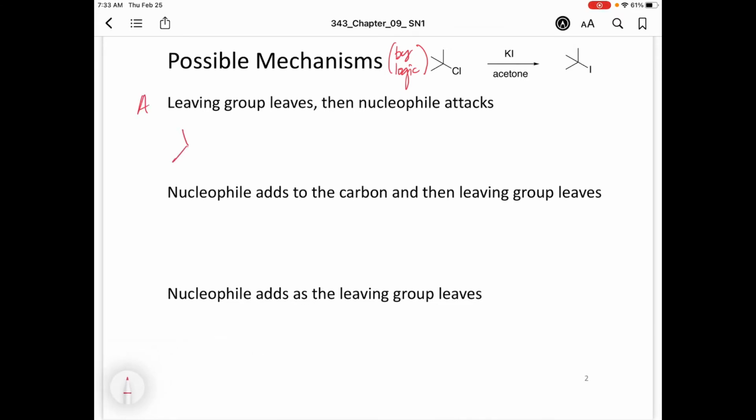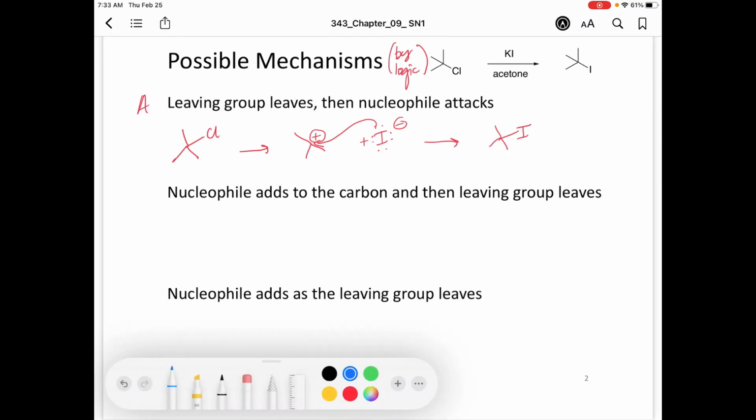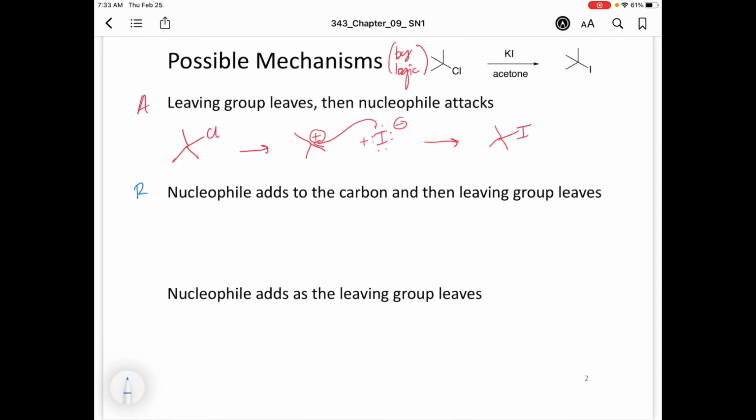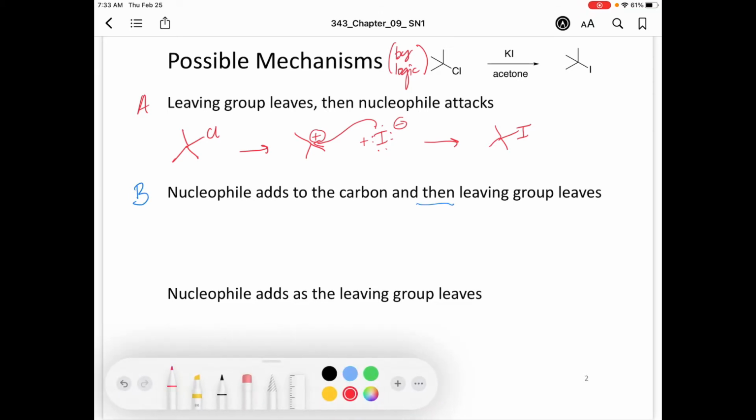So I have my alkyl chloride, all right? I'm just drawing it a little differently here. The leaving group leaves, okay? So we're going to get this carbocation. Then the nucleophile attacks. Okay, that's one possibility. The second possibility here is that the nucleophile adds to the carbon, then the leaving group leaves. Let's draw what that looks like.